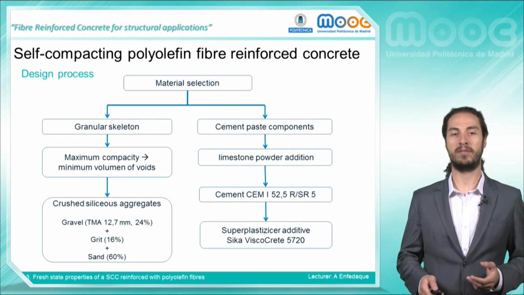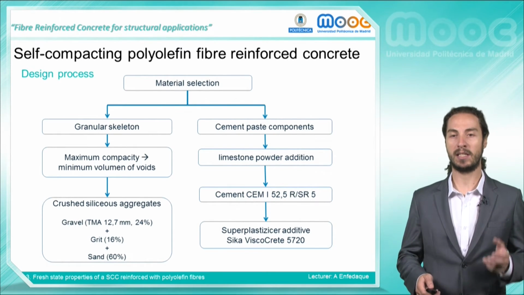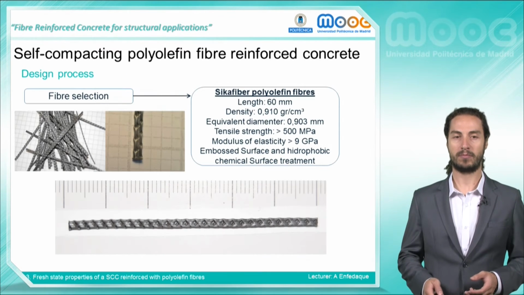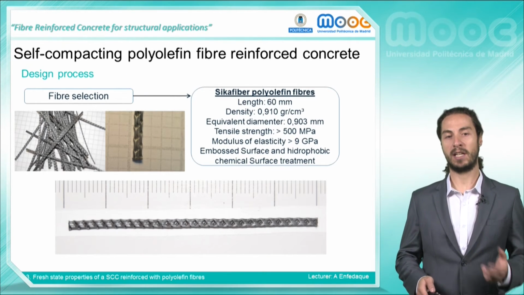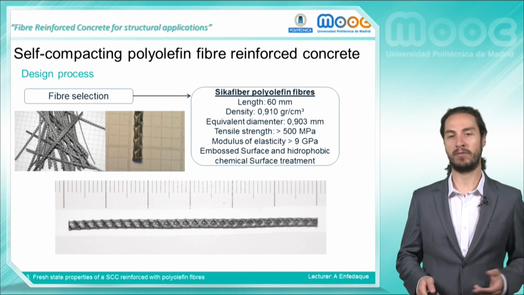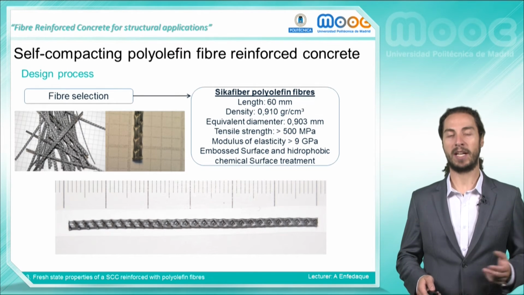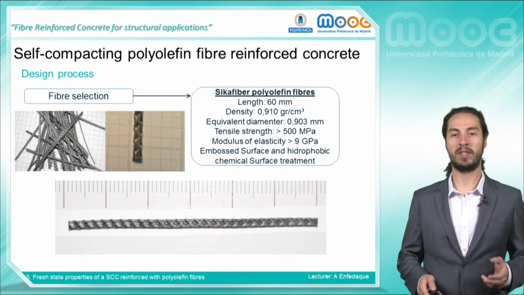In order to achieve the desired self-compactability, a certain proportion of superplasticizer has to be employed. The fibers used in this case are polyolefin fibers. These fibers are the result of the evolution of the products developed by the plastic industry. The mechanical properties of these fibers improve on the typical ones of traditional plastic fibers.